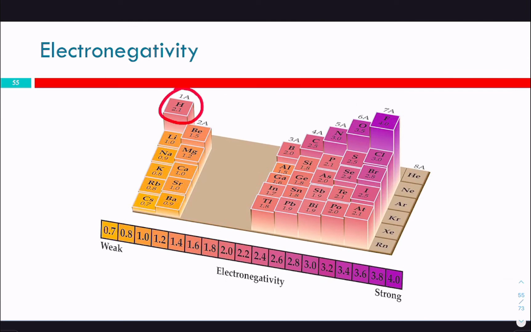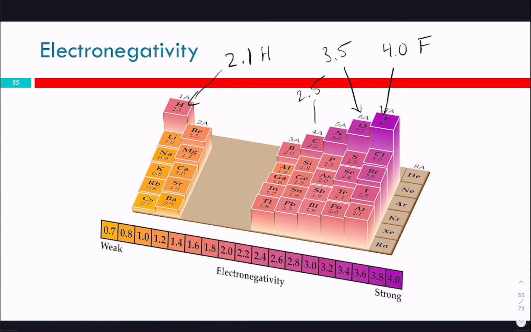So hydrogen has an electronegativity. Is that just impossible to read? It's pretty bad. So hydrogen here has an electronegativity of 2.1. You can still kind of tell based on the heights of these things. Fluorine is 4.0. Oxygen is 3.5. And something like carbon is 2.5.